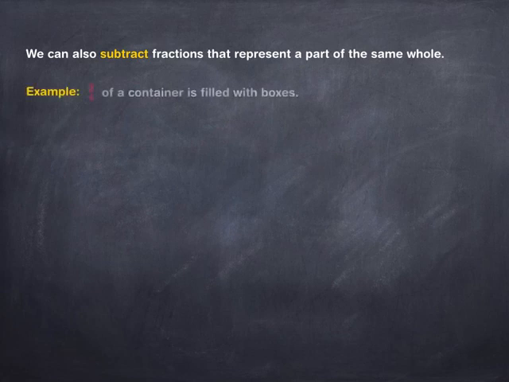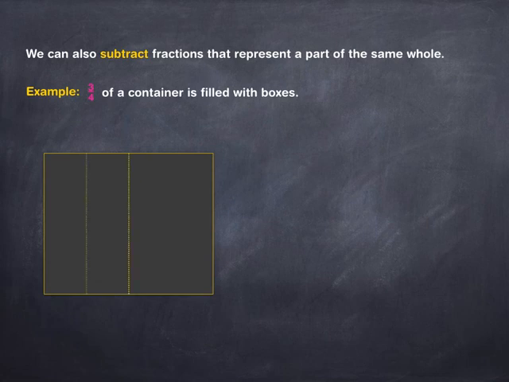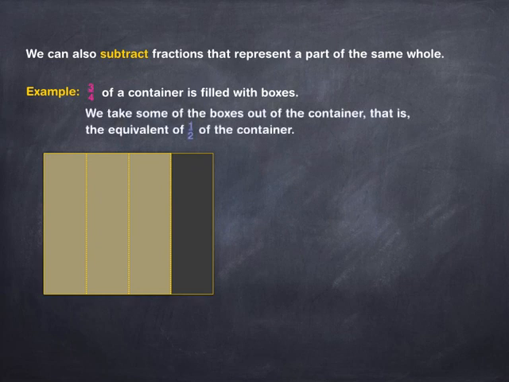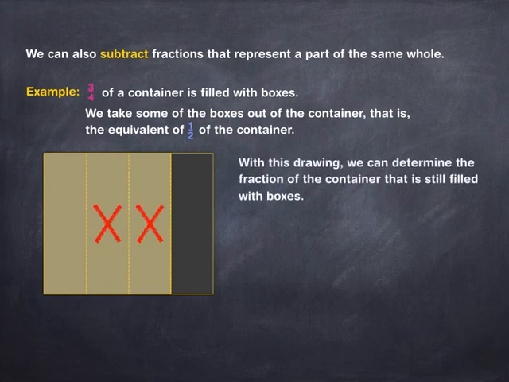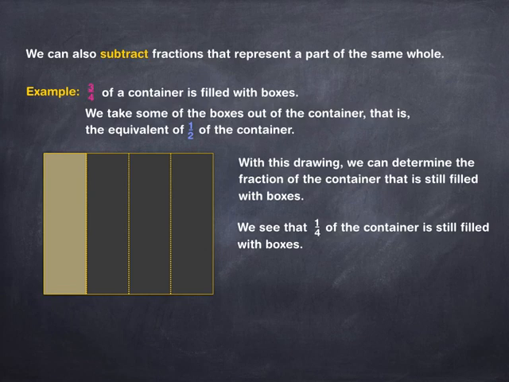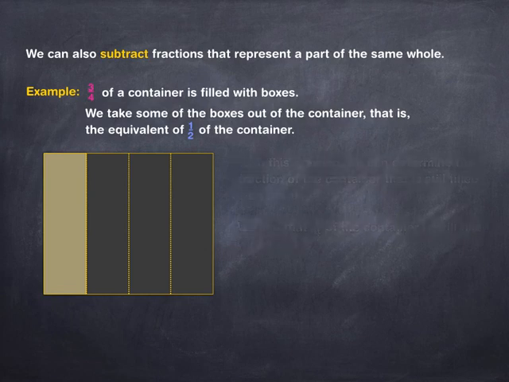We can also subtract fractions that represent a part of the same whole. Example: 3/4 of a container is filled with boxes. We take some of the boxes out of the container, that is, the equivalent of 1/2 of the container. With this drawing, we can determine the fraction of the container that is still filled with boxes. We see that 1/4 of the container is still filled with boxes.